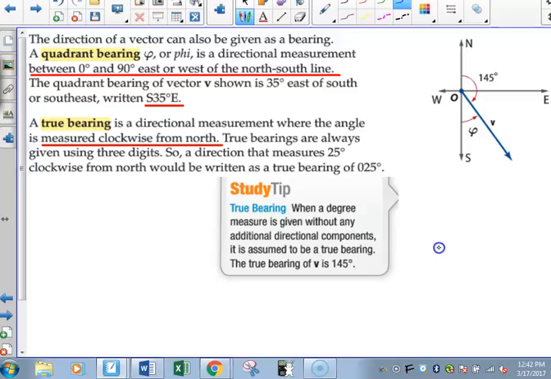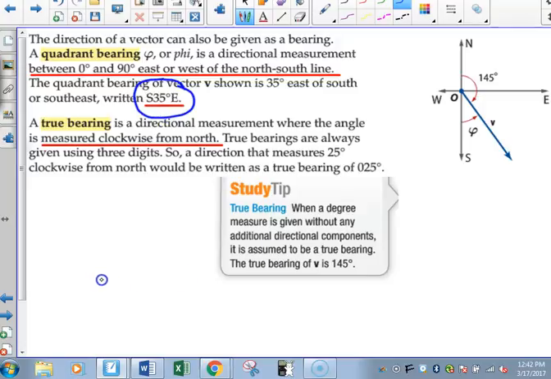A quadrant bearing, or directional measurement, is between 0 and 90, east or west of the north-south line. So when they write it like this, it means you start at south and go 35 towards the east. When they use this notation, they're always going to start off of either north or south.